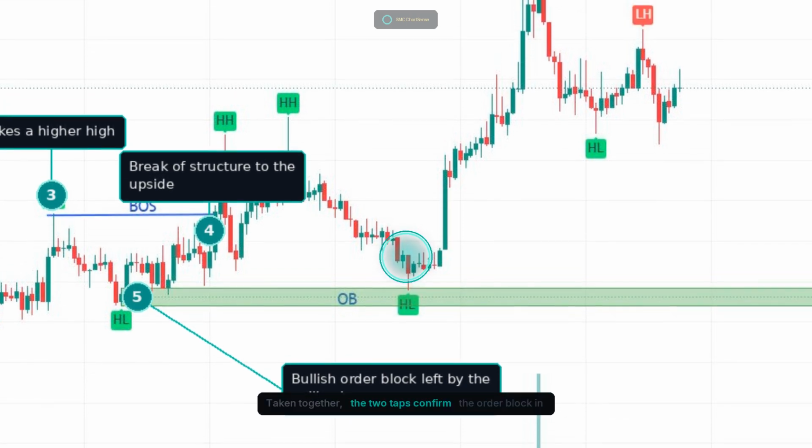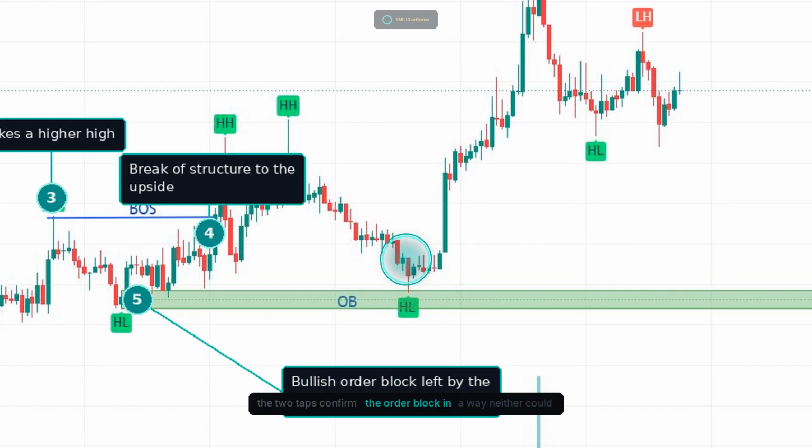Taken together, the two taps confirm the order block in a way neither could alone. Tested twice, held twice, both times printing a higher low that keeps the uptrend intact. The level the pullback created has proven itself as the demand floor. This is where the origin pays off. Because the block formed right after the break, its repeated defense isn't just a level holding, it's the new uptrend defending its first line of demand, twice before continuing.